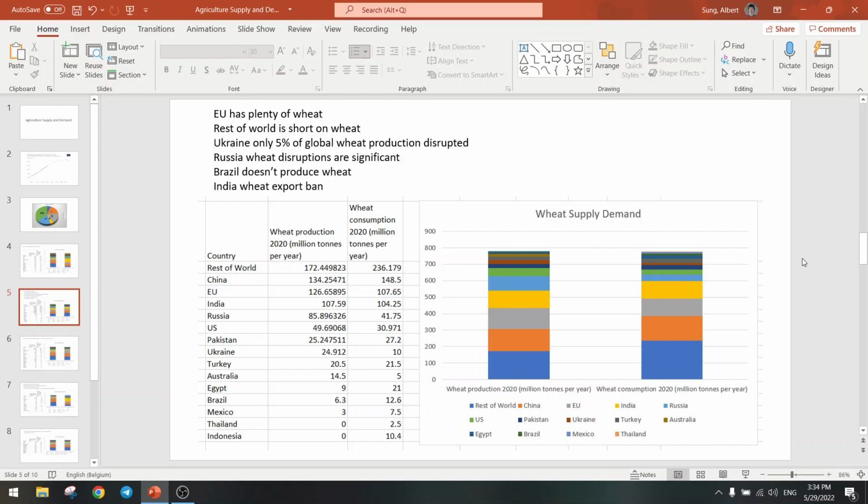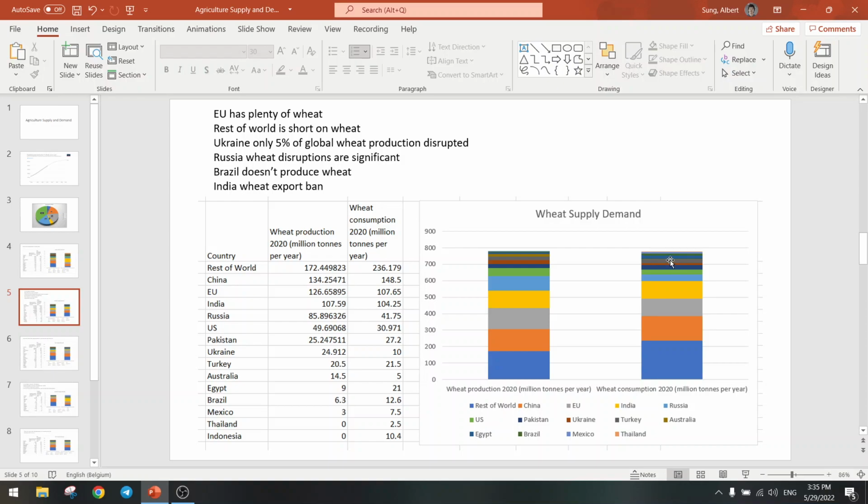Then let's get on with wheat. So the EU has plenty of wheat. You can see here the EU produces a lot of wheat and consumes less than it produces. So I don't think that there will be a wheat shortage for the EU. But I can see this happening for these smaller countries. For example, Egypt consumes much more wheat than it produces. So these countries could be in trouble.